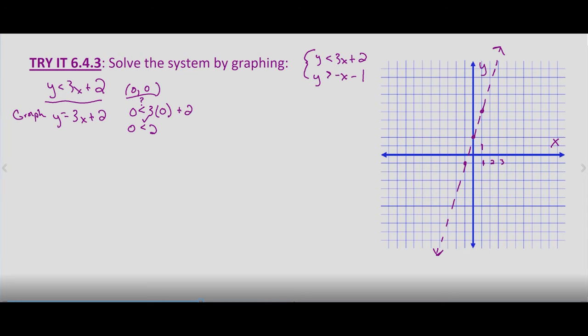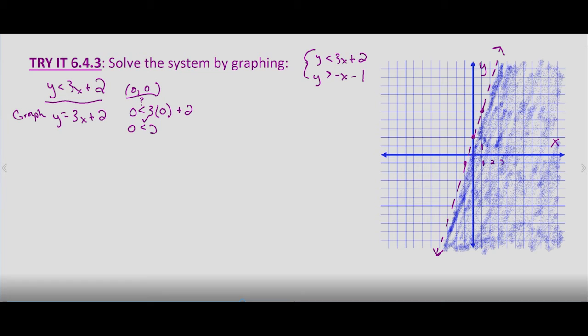So I'll use another color to shade on this side. Let's go ahead and use blue. So we're graphing this inequality first. And we know we want to shade the right side because that's the side that (0, 0) is on, and it makes the inequality true. So there's our first inequality.